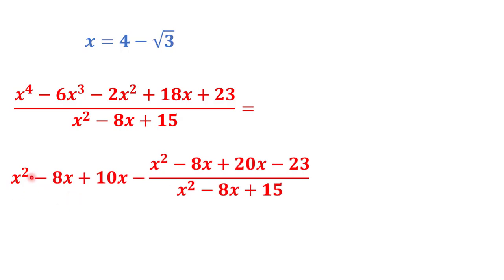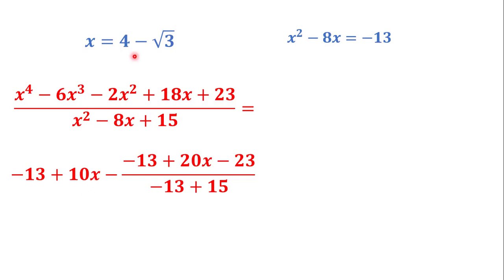As you can see, we have x squared minus 8 times x in here and in here. So we need to calculate x squared minus 8 times x. We replace x by 4 minus square root of 3 in this expression, and we're going to get 4 minus square root of 3 to the power 2 minus 8 times 4 minus square root of 3. By expanding this expression, we're going to get x squared minus 8 times x equals minus 13. So we replace x squared minus 8 times x by minus 13.